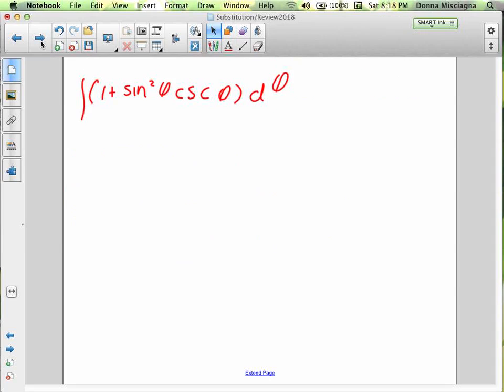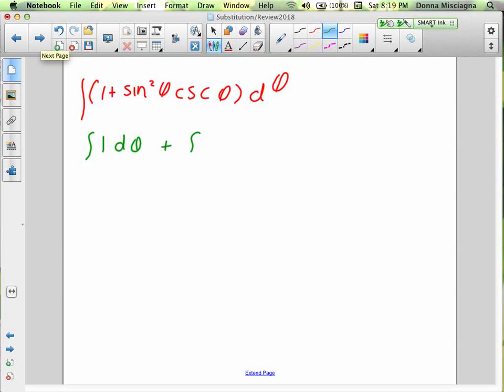All right, so we have 1 plus sine squared x times cosecant x. Why don't we rewrite this one first? Don't always go right away to substitution, see if you can rewrite things and make it better. So we could rewrite that cosecant. So we have here the integral of 1 plus, so it's 2 terms. So we have 1, and I'm going to split this up, 1 d theta plus the integral of sine squared theta times cosecant theta, which is the same as 1 over sine theta d theta.